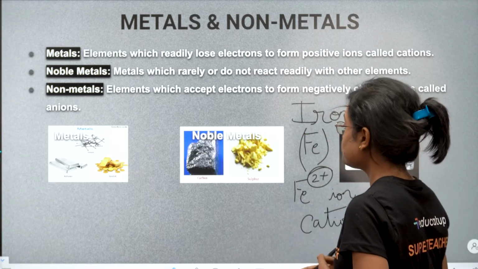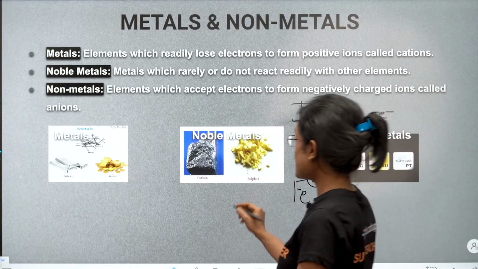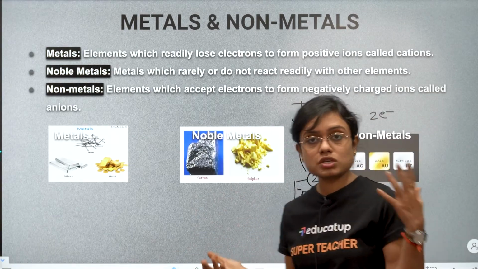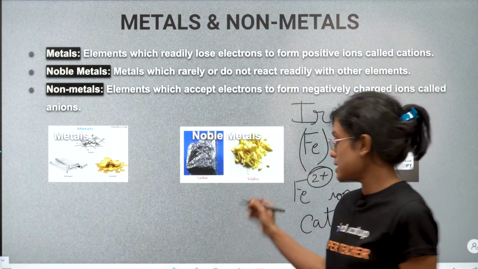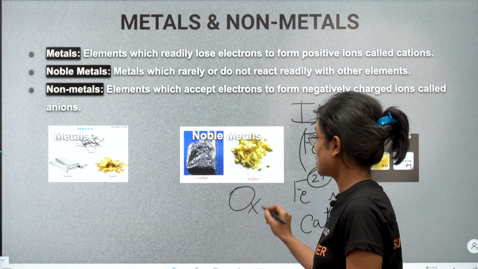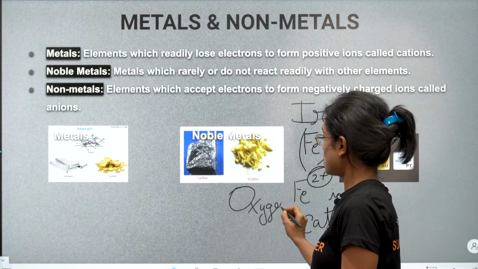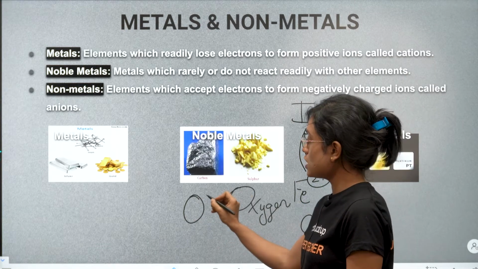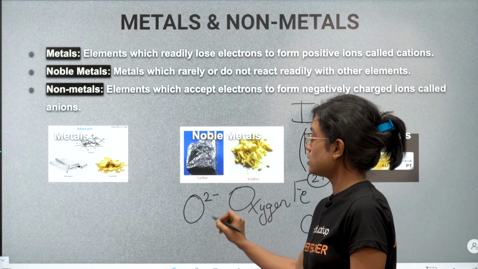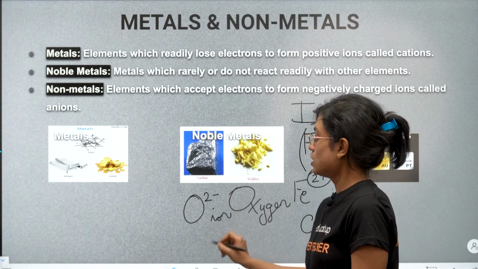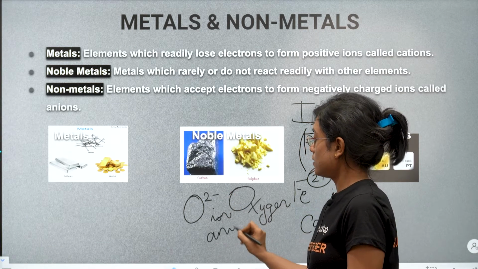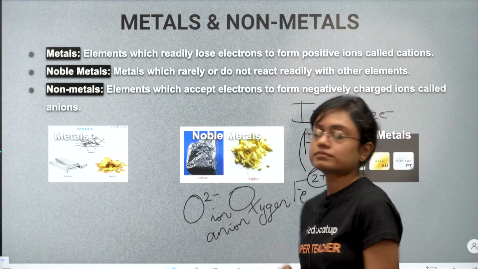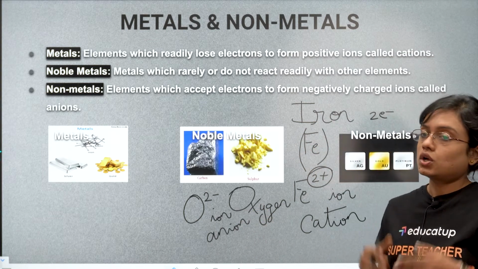Examples can be sulphur, carbon, hydrogen, oxygen. For example, oxygen. The chemical formula is capital O. Now it accepts 2 electrons and forms the O2- ion, which is an anion. Okay? So that is clear.